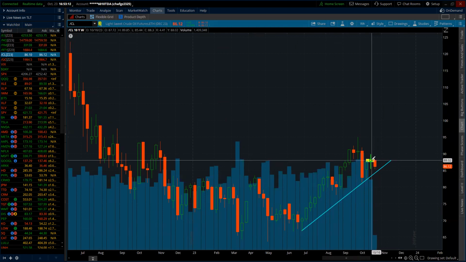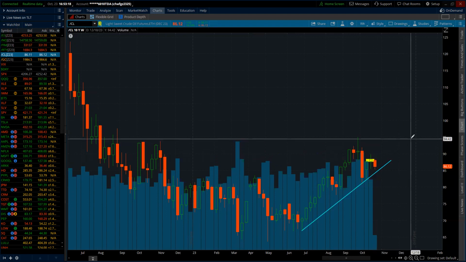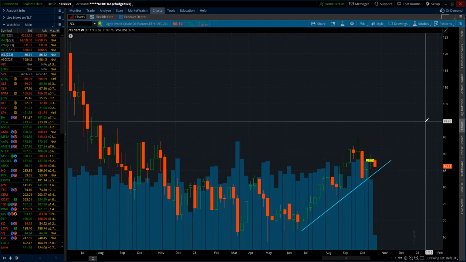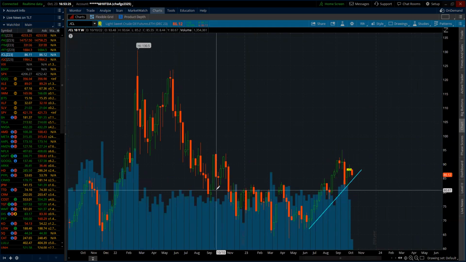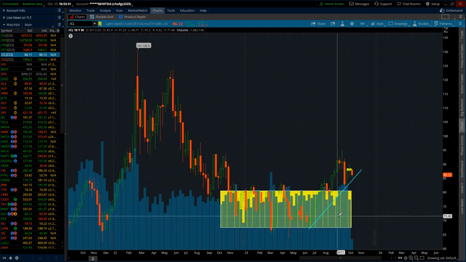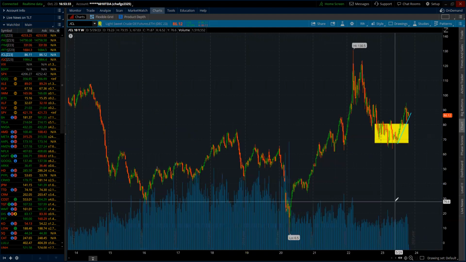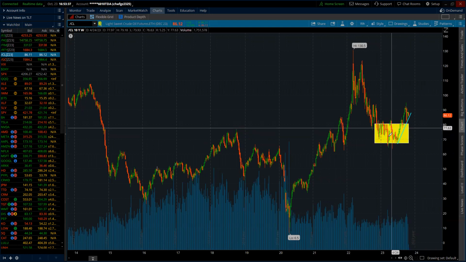If it can get above this 88, or just that candle body alone, 88.33 if you want to be exact, then for sure start looking for the trend back up into 95 and back to 100 towards the end of the year. All this consolidation right here is kind of nice, which gave us a form of accumulation and a new demand zone on a bigger time frame.